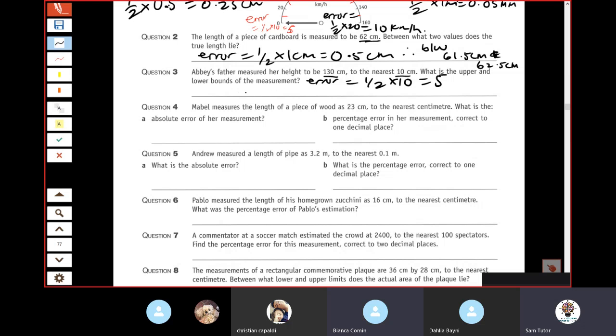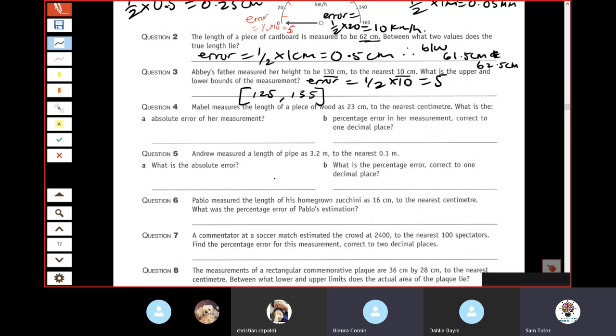So therefore, my lower bounds and upper bounds, I like to draw them like this. I like to use square brackets and just go 130 take away 5 is 125, comma 130 plus 5. In math, if we ever use square brackets, it means everything from 125 all the way to 135. So all the numbers from 125 to 135. Your teachers will be very impressed to see your square brackets if you want to do that.